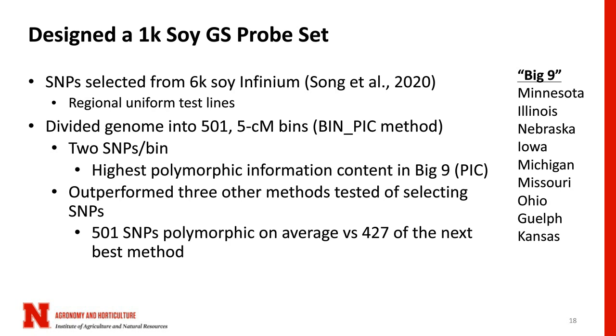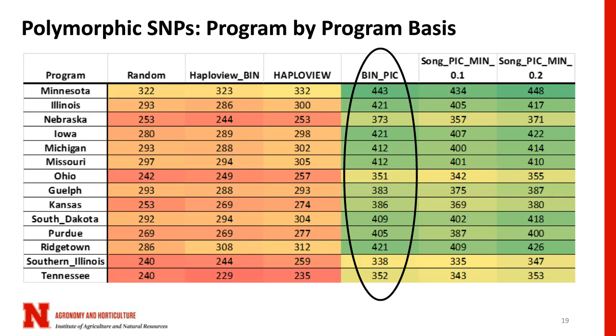Now, for genomic selection, we're going to be running the genomic selection within populations within the breeding programs, not necessarily across the breeding programs. So he did that same comparison within breeding programs. So this is those same uniform lines, but broken out by the different breeding programs: Minnesota, Illinois, Nebraska, and also there's some southern lines, so Southern Illinois, Tennessee.